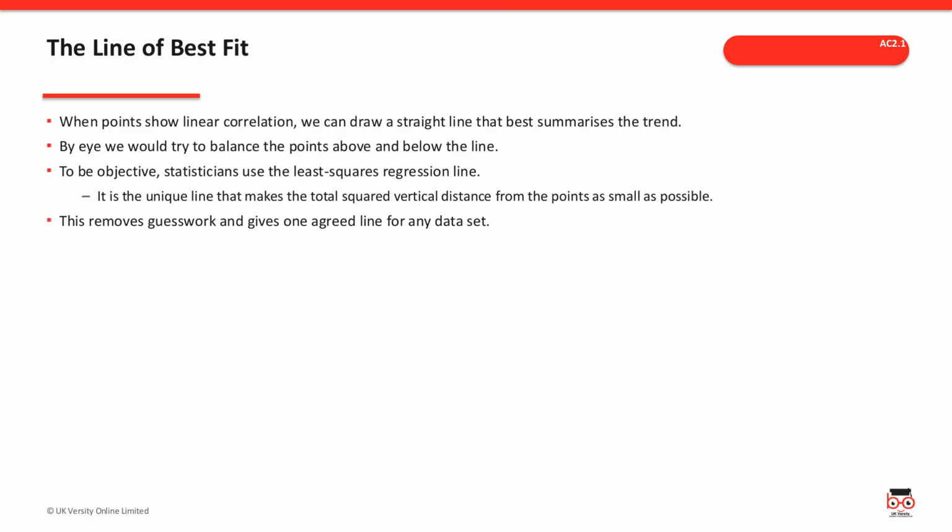Once the scatter looks linear, we can draw a single, straight line that summarizes the trend. By eye, you'd try to balance the dots above and below it, but that's guesswork, and two people would draw it differently. So statisticians use the least squares regression line, the one unique line that makes the total squared vertical distance from all the points as small as possible. That gives everyone the same agreed line for a given data set.